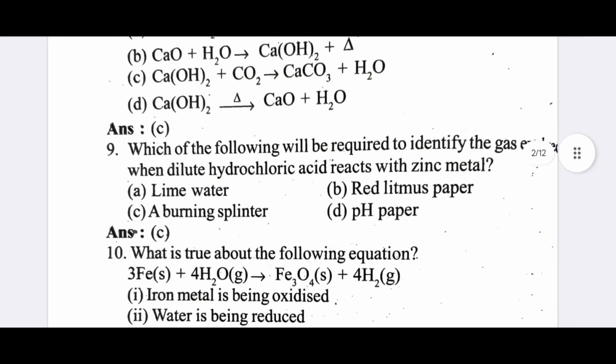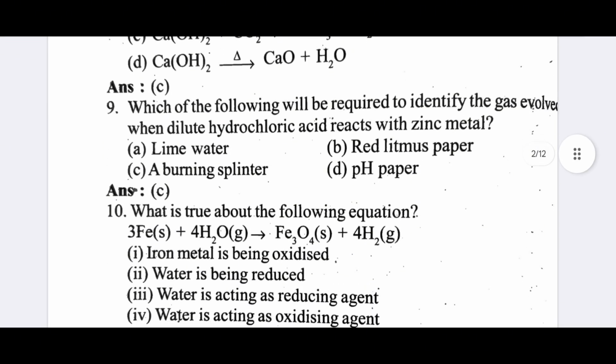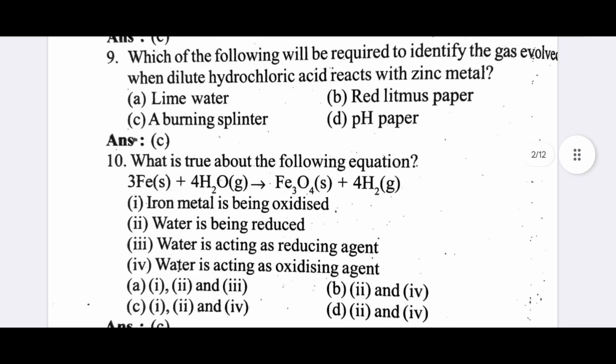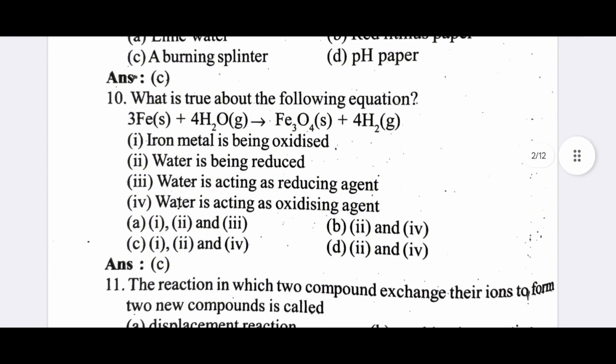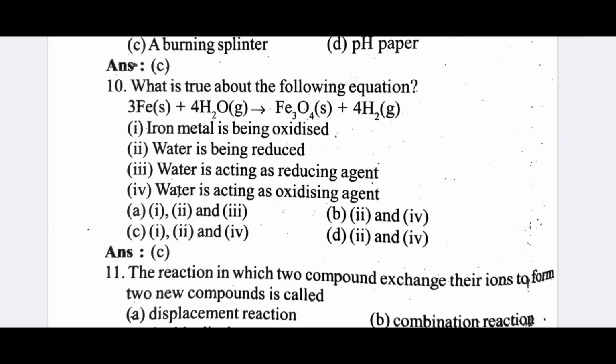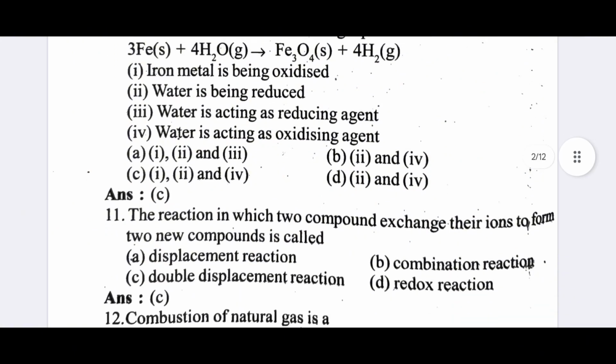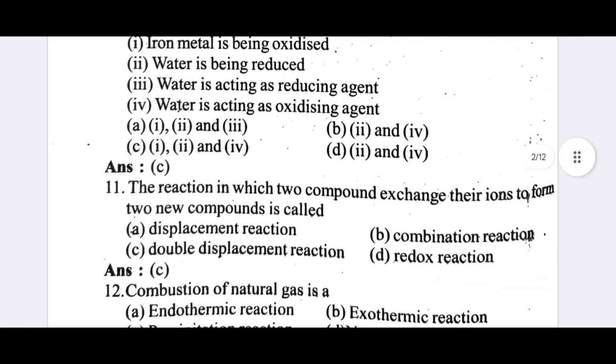What is true about the following equation? 3 Fe plus H2O gives ferric oxide plus hydrogen. Answer is C number. 1: iron metal is being oxidized. 2: water is being reduced. And 4: water is acting as an oxidizing agent. The reaction in which two compounds exchange their ions to form two new compounds is called C number, double displacement reaction.